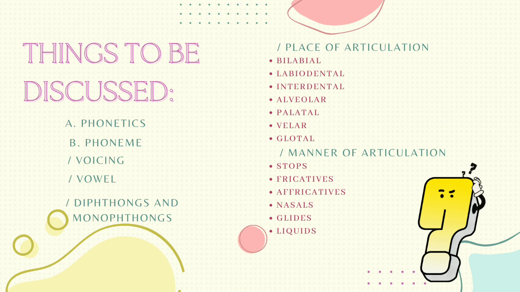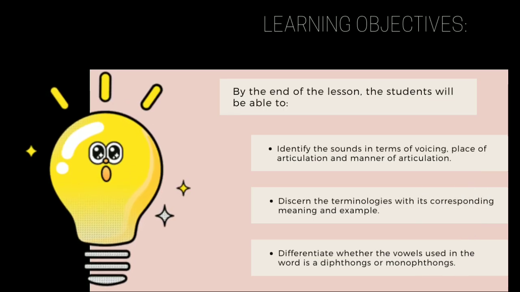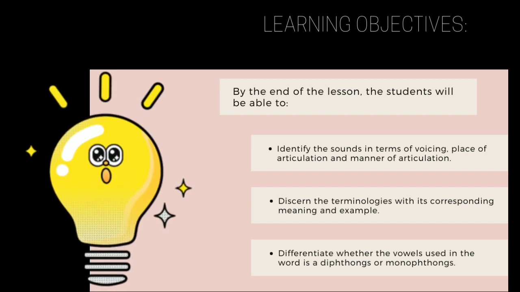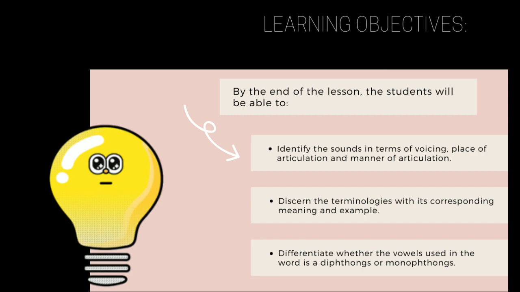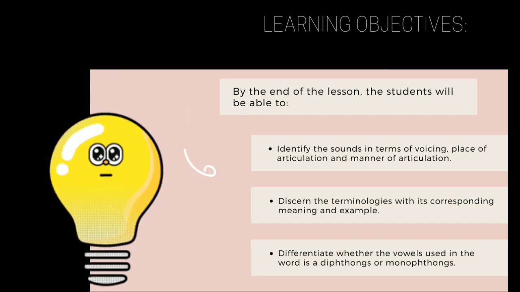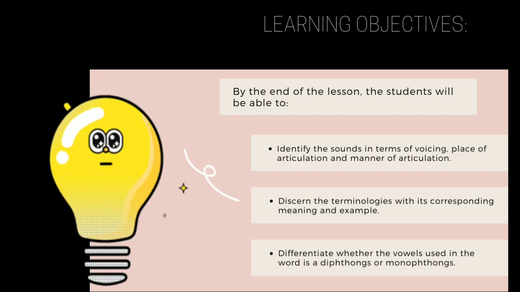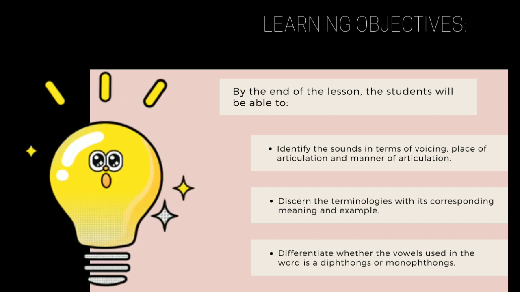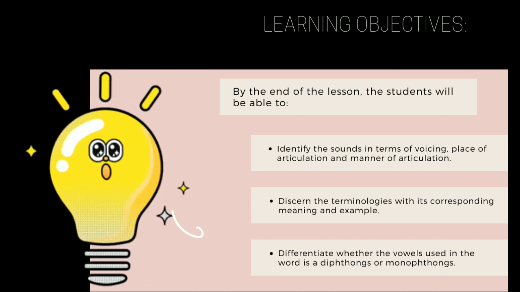We have here also the learning objectives. Before we proceed to our main topic, by the end of the lesson, the students will be able to, first, identify the sound in terms of voicing, places of articulation, and manner of articulation. Second is to discern the terminologies with their corresponding meaning and example. And lastly, differentiate whether the vowels used in the word is a diphthong or monophthong.